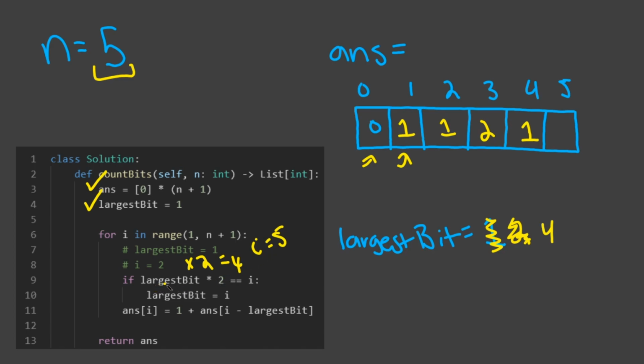So we're going to have largest bit times 2, so 4 times 2, that's 8, so that's not equal to 5, so we can just ignore that. And now we update answers at 5 to be equal to 1 plus answers at I minus largest bit. I is 5, our largest bit is 4, and this would be equal to 1, and answers at 1 is 1. So we would update 5 to be equal to 2.